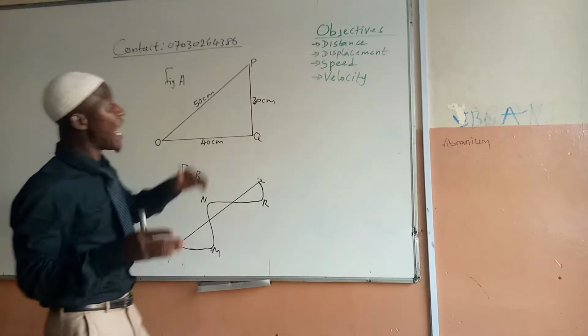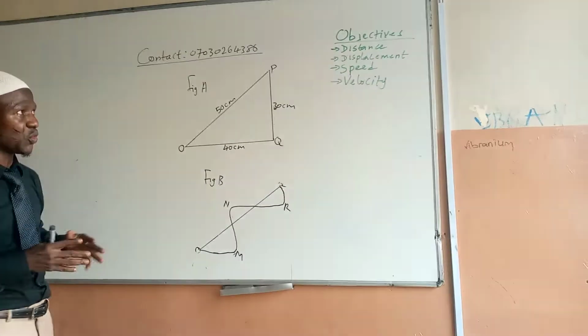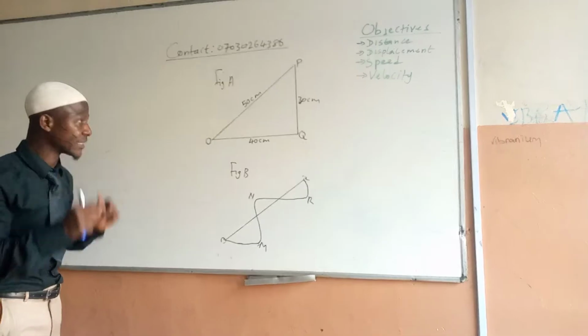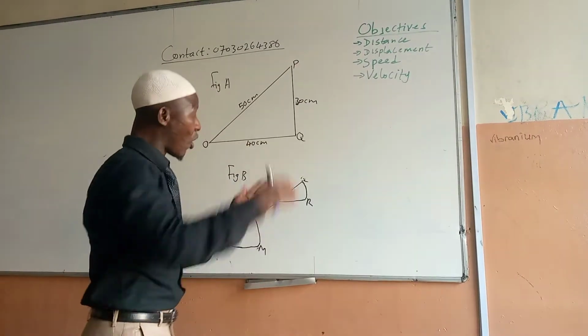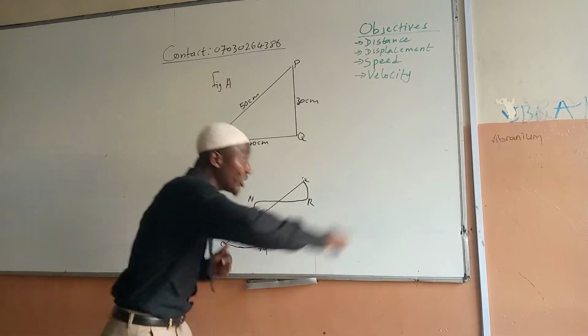Now, if somebody asks you to define distance and displacement or differentiate between the two: distance is the measurement along the path. Measurement along the path, the way you move, the way you curve, in whatever direction you take, they are going to measure it along that direction.